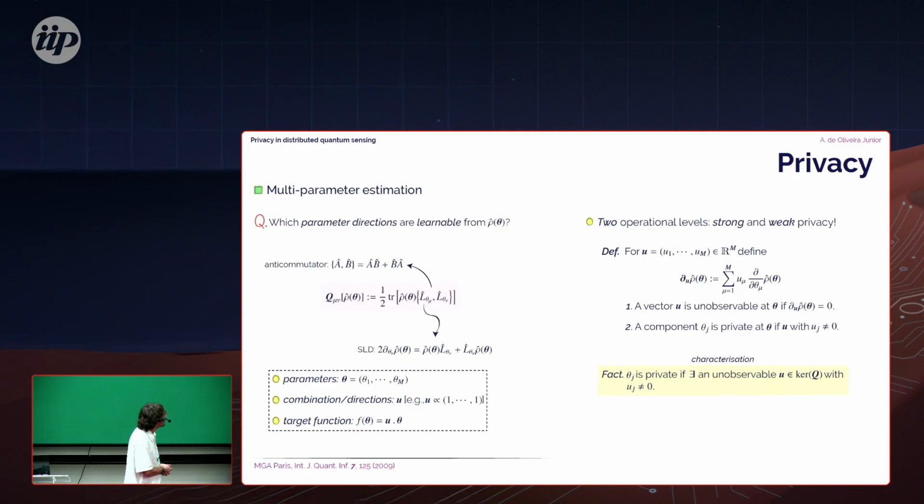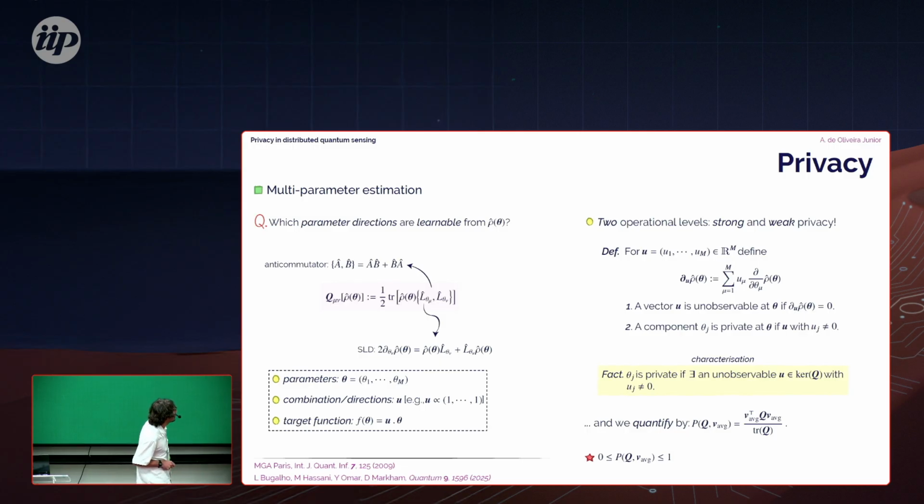So basically we say that a component theta j is private if there exists an unobservable direction which lies in the kernel of this quantum Fisher information matrix, and the component here is non-zero. What I'm telling you is the following. You have your encoded state, you compute its quantum Fisher information matrix, you diagonalize it, and then you have some eigenvalues. These eigenvalues give you a bound on how well you can estimate a given parameter. But if you are lucky enough, one of these eigenvalues is 0, which implies that the corresponding eigenvector, which is precisely a direction, cannot be estimated with finite precision. So very simple. I will also allow myself to process my encoded state, as we will see.